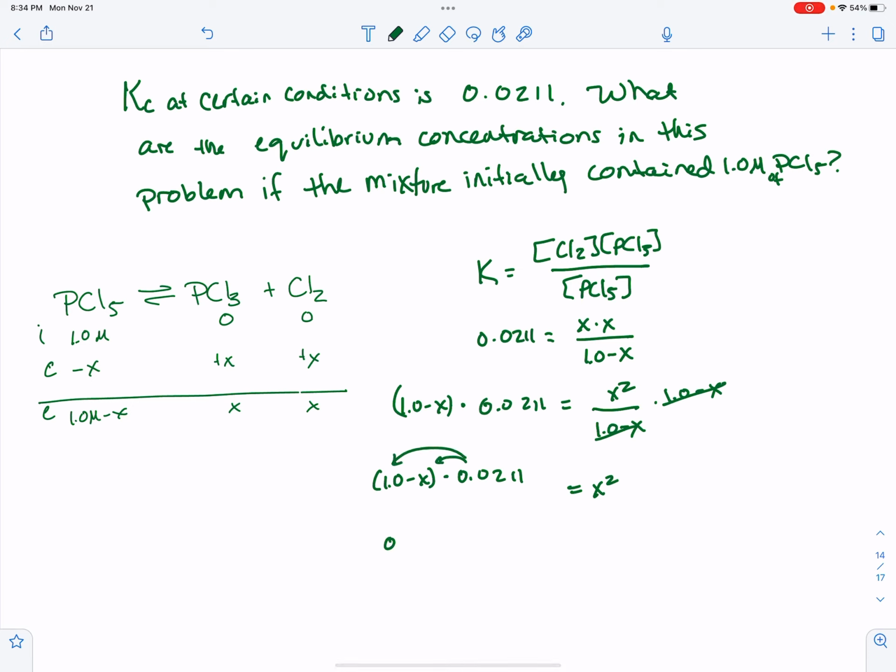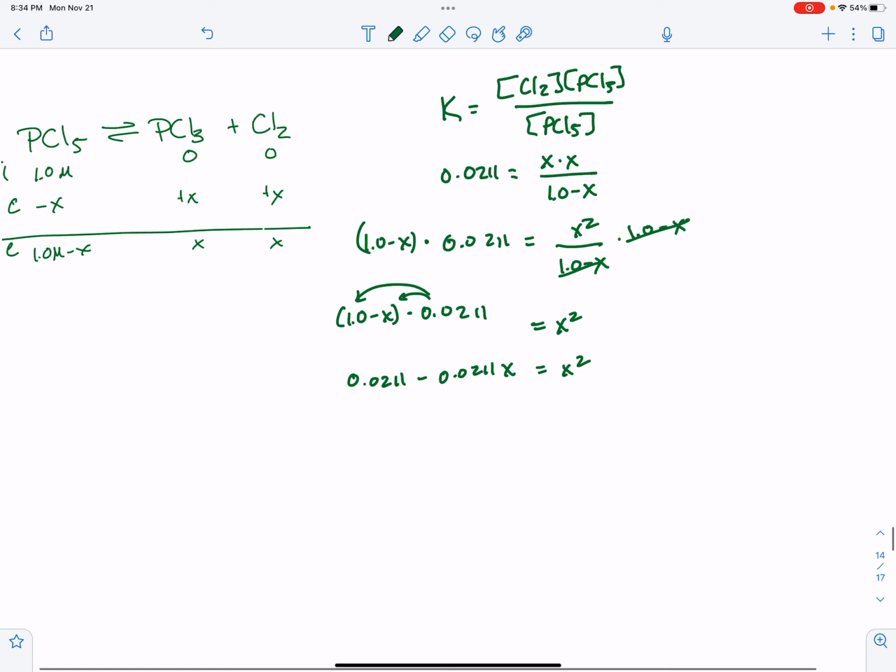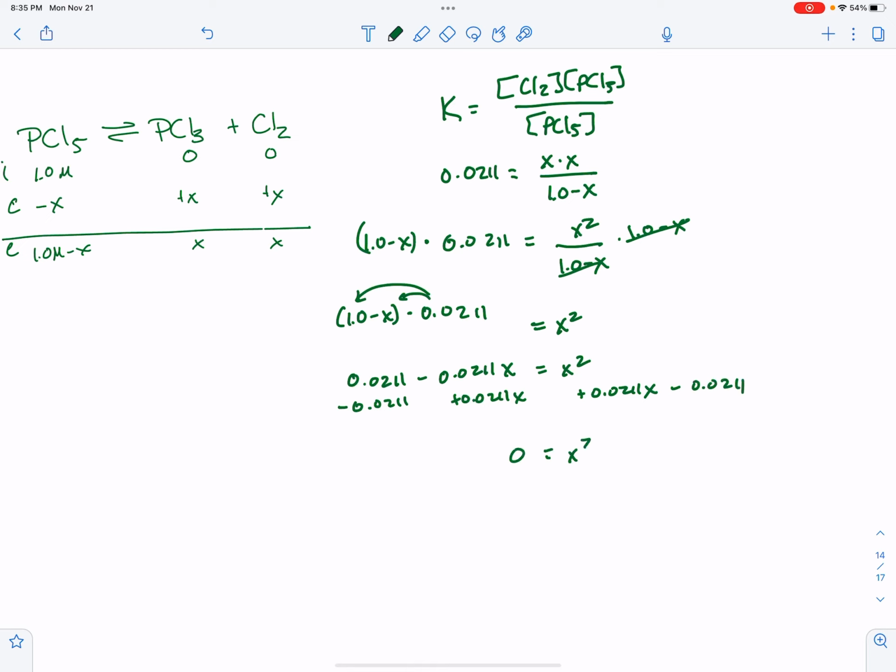So I need to distribute this number to everything. I'm going to have 1 times that number itself, so 0.0211 minus 0.0211x equals X squared. Then I can bring that X term over to the right-hand side, and I can bring this term over to the right-hand side, and set the whole thing equal to 0. So I'll be adding this to both sides, and then I'm also subtracting that to get it over to the other side, so that I have 0 equals X squared plus 0.0211x minus 0.0211.